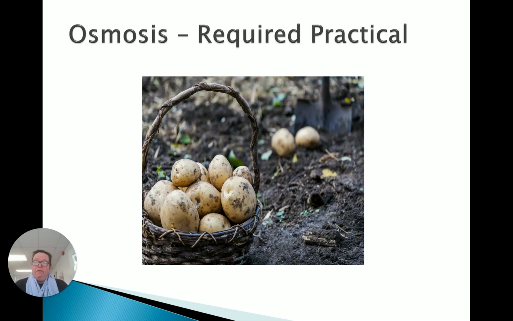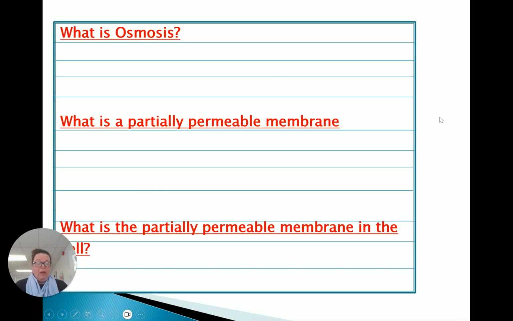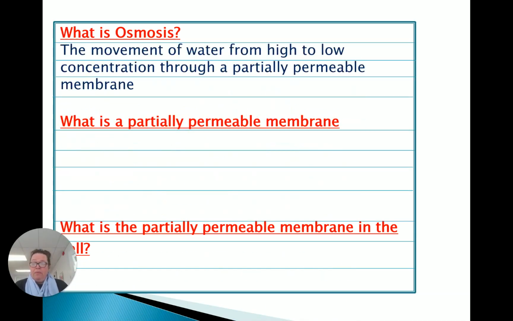Okay, so first off, our definition for osmosis, we need to know this word for word, is the movement of water from a high to low concentration through a partially permeable membrane. So whenever you're thinking about osmosis, you are thinking about the concentration of water, so high to low concentration of water, okay, not salts or sugar or anything else.